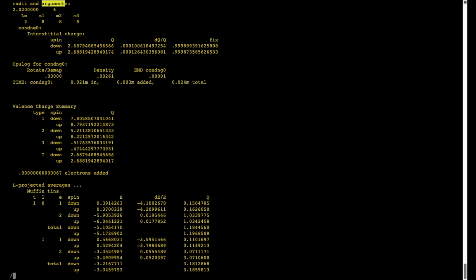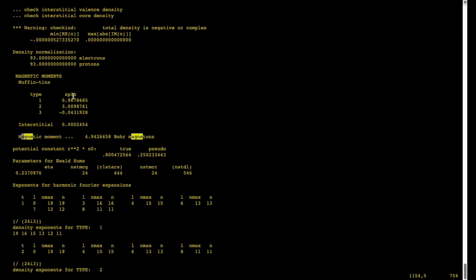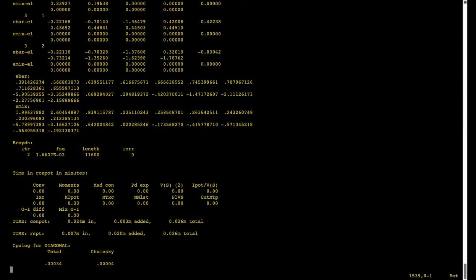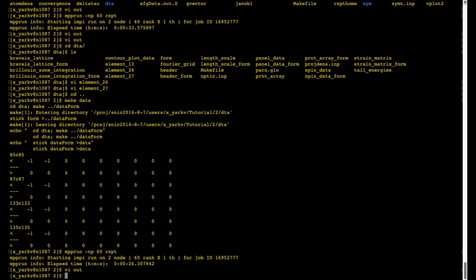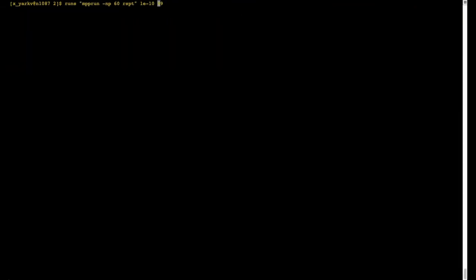And finally, we check magnetic moments. They started to change. Okay, now we get a magnetic moment close to 5 Bohr magneton. And what about Fsq? It's still quite large. Okay, it means we have to run a couple more iterations so we can converge it to 10 to minus 12.